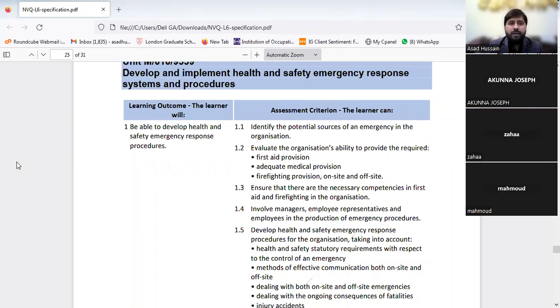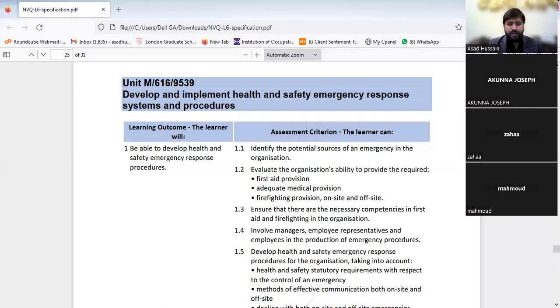Okay, gentlemen, today we have to discuss ProQual NVQ Level 6 Diploma in Occupational Health and Safety Practice. Its unit number 8 is here. What we have to discuss today.